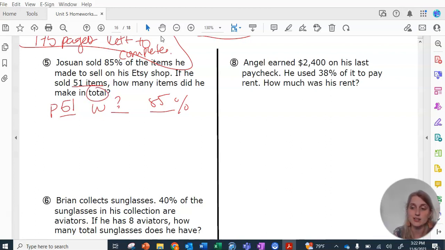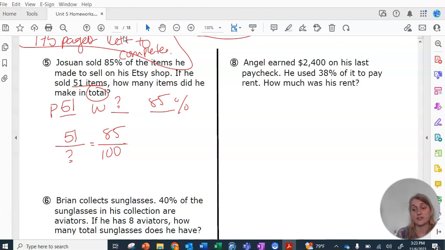Like if I'm asking you how many items he made in total, that means I don't know the total or the whole number. So 51 is a part. Parts go on top. The whole or the total goes on the bottom, but we don't know it. And 85 is a percent out of 100. Ooh, that does not look great. Something times something makes 51. Oh, I don't know about that.